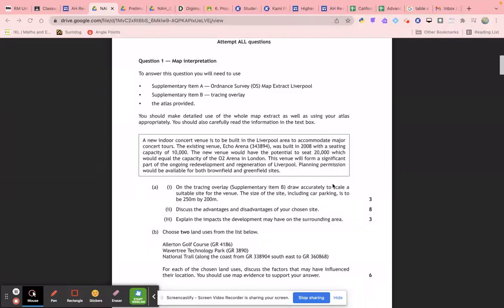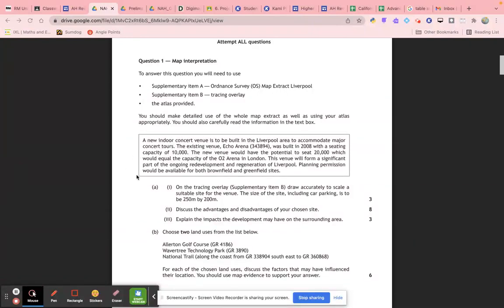Okay, in today's tutorial, I'm going to show you how to answer the very first exam question that generally appears in the Advanced Higher Geography exam paper. And it is the requirement to draw accurately to scale a suitable site for something that you're being asked to build. In this case, it's a venue for a new arena.